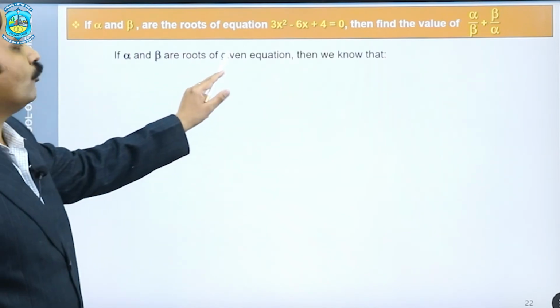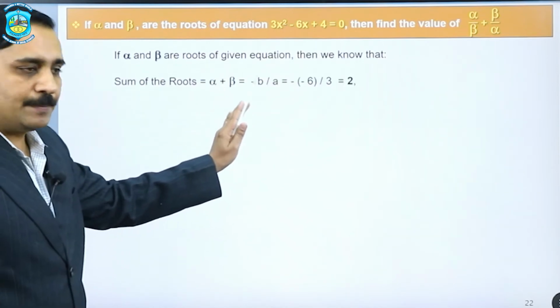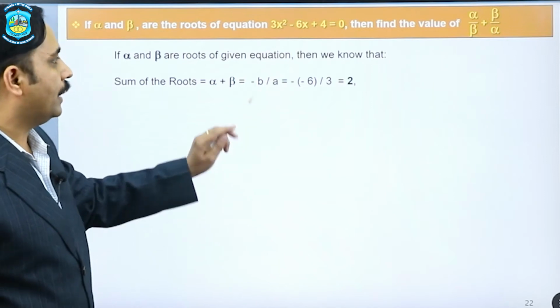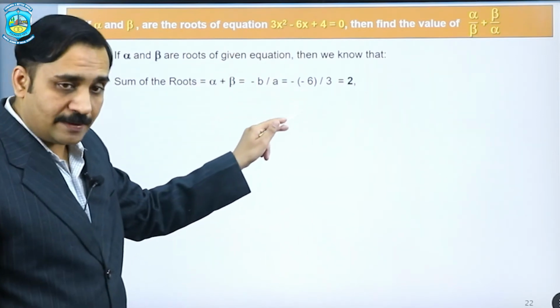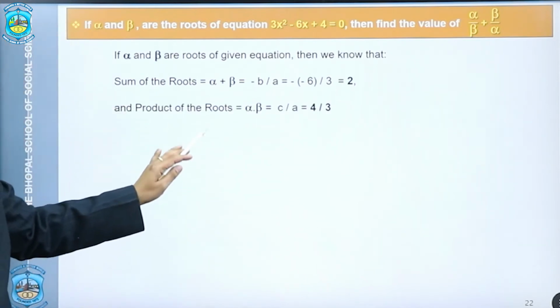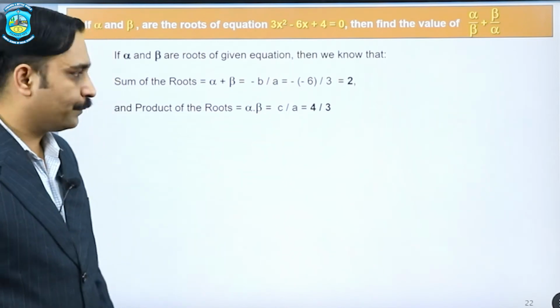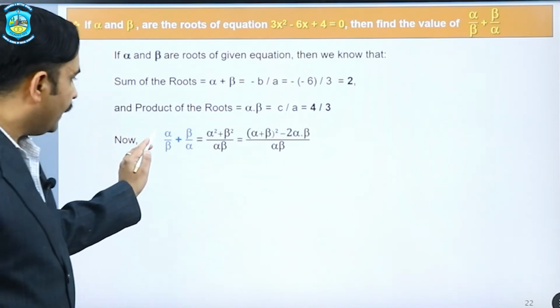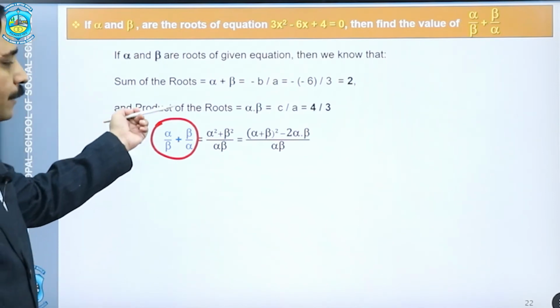If alpha and beta are roots of the given equation, then we know that the sum of the roots, that is alpha plus beta, is equal to minus b upon a. Here the value of b is equal to minus 6, so we have minus of minus 6 divided by 3, which is equal to 2. And the product of the roots, that is alpha beta, is equal to c upon a, which is 4 by 3. Now, we have to find the value of alpha upon beta plus beta upon alpha.